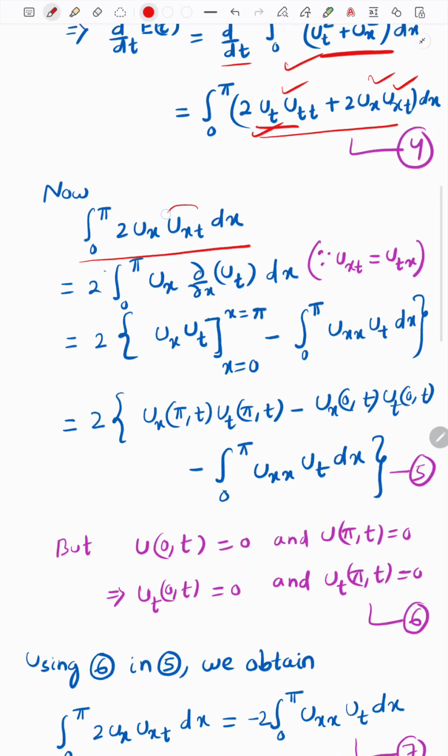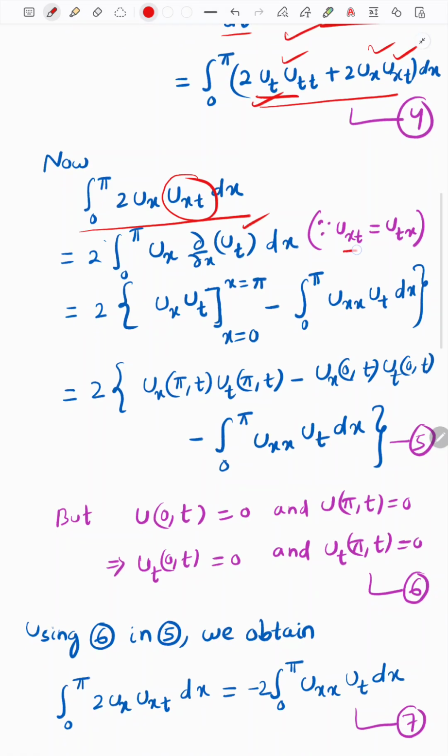Here u_xt is given. u_xt means the partial derivative del by del t of del u by del x, and since u is a smooth function, because it is twice continuously differentiable, this is equal to del by del x of del u by del t. These two can be interchanged, so in the next step we have written this, because this is equal to this since u is our smooth function.